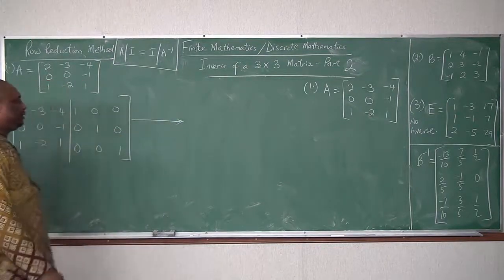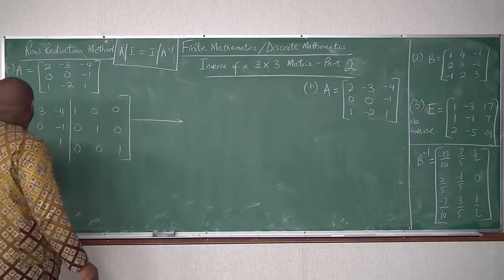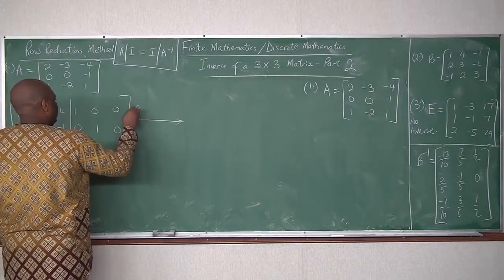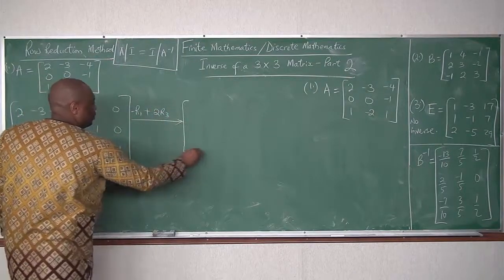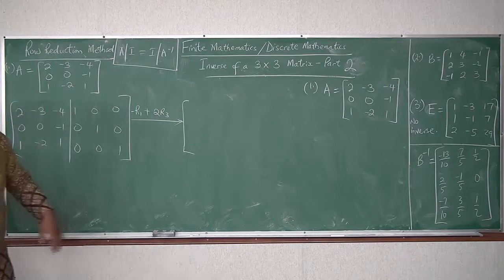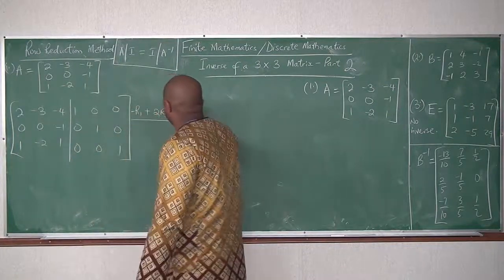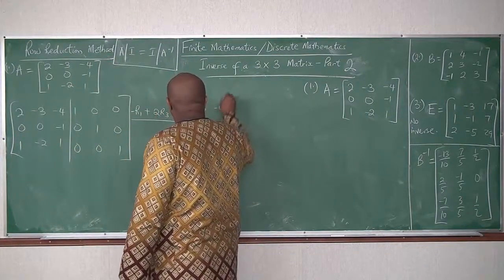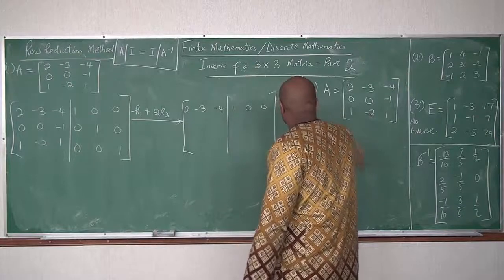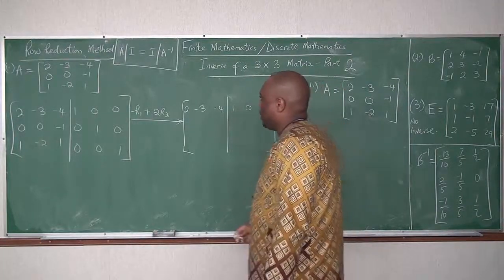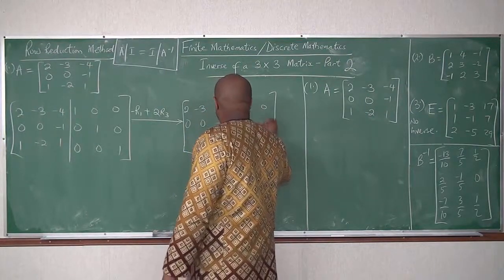Now we apply the row operations. This is already 0, so we make this other entry 0 as well. So this will be negative R1 plus 2 R3, from what we discussed earlier about writing the row operations. R1 and R2 do not change. So we have 2, -3, -4, 1, 0, 0. R2 does not change also, so we have 0, 0, -1, 0, 1, 0.